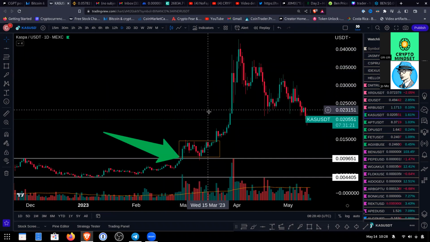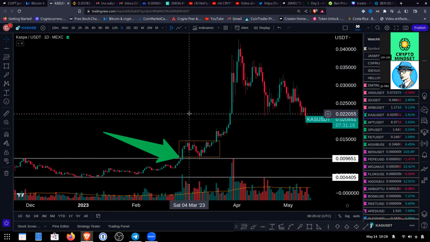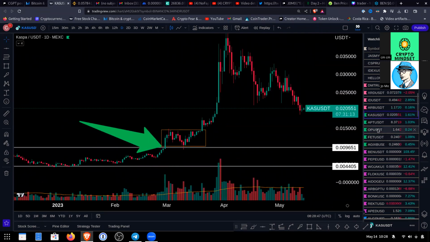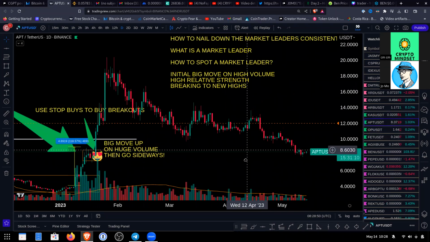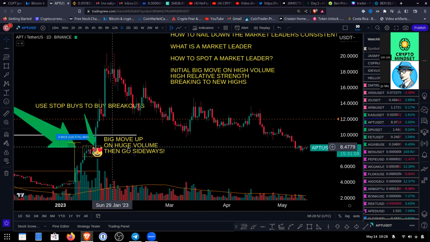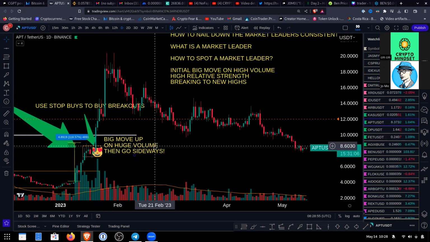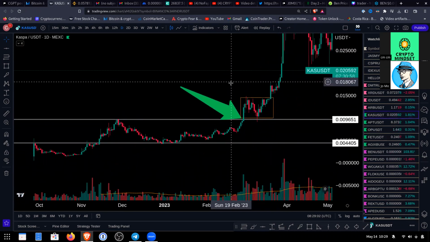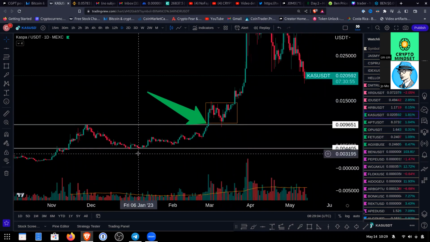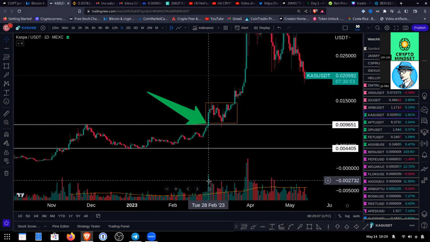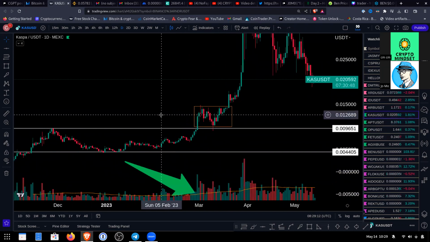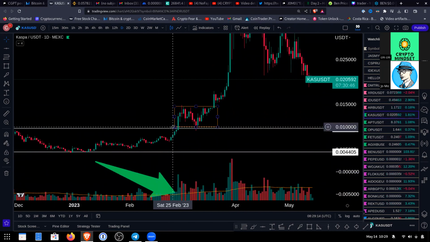So perfect. Now, show everybody again the signs we talked about for how to spot market leaders. One is the first move up, then moving sideways for a while. On the CAS chart, we can show the same things. That was the breakout here on big volume. We had two. We had the first initial one, which me and you missed.